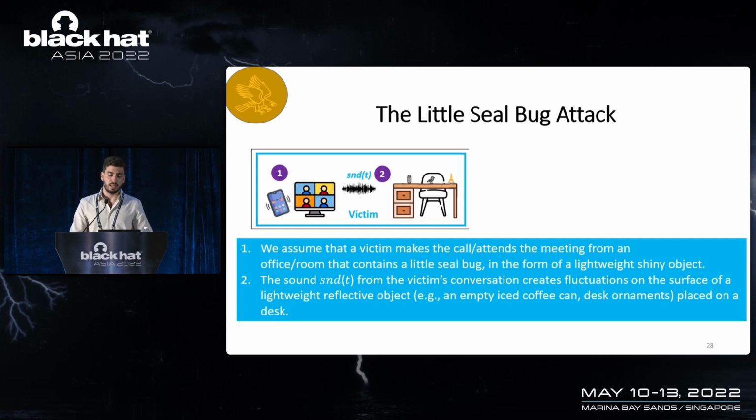First of all, in the Little Seal Bug threat model, we assume that the victim makes a call or attends a meeting from an office or a room that contains a Little Seal Bug in the form of a lightweight shiny object. Second, we assume that the sound from the victim's conversation hits the surface of the object and creates fluctuations on it. The object is a lightweight shiny object that is placed on the desk in the room.